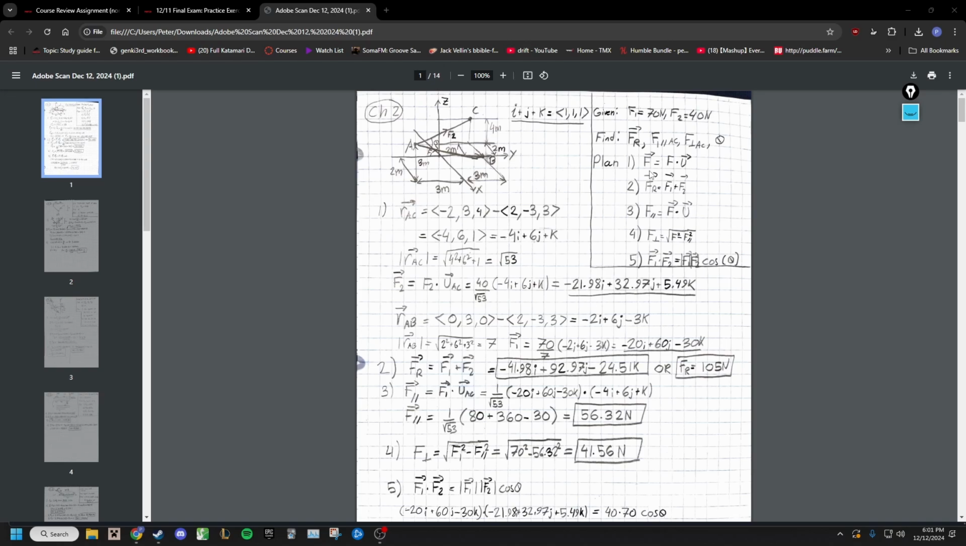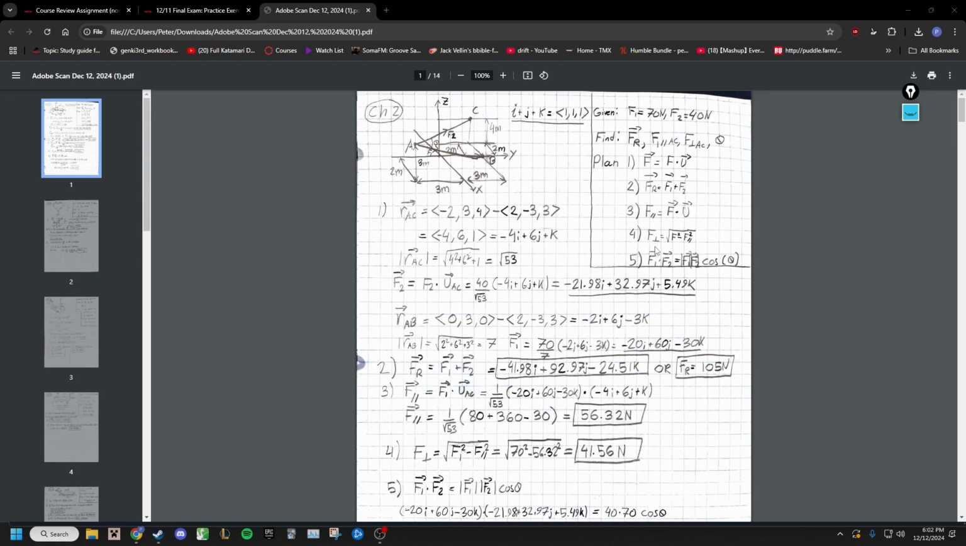I then laid out my plan. I decided it would be easiest to first put each force into vector form, and that would make it really easy to find the resultant vector as we just add them together. To find the parallel component, we multiply the force that we have by the axis we want to project it on. That's the parallel component. We just take the dot product of those.